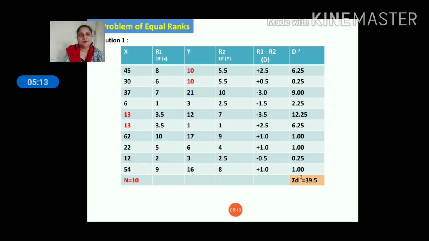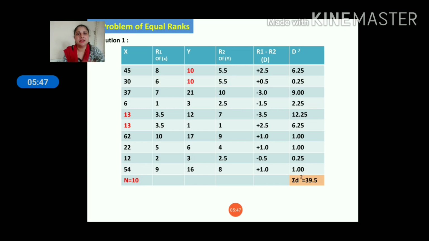Again, we will have to make a table. The values of x you have to write down. Then R1, see the smallest value is 6, so we have given 1. Then larger than that one is 12, we have given 2. Now after 12 comes 13, and 13 is 3 and 4. So we cannot give them 3 and 4 because both are equal. So what do we have to do? We have to take the average of the ranks. 3 plus 4 divided by 2.